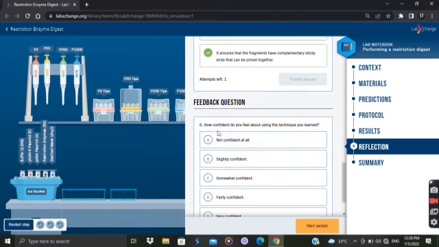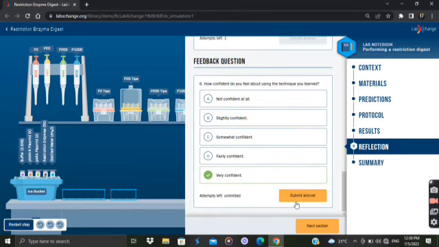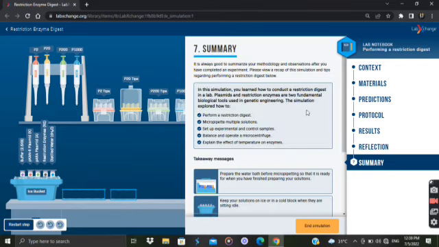Okay, feedback question. How confident do you feel about using the technique you learned? I feel very confident because I feel like I've learned everything that I should know for this restriction enzyme digestion. So this is a summary. In the simulation, I have learned how to perform a restriction digestion simulation. I have learned how to micropipette multiple solutions and set up experimental and control samples, which are A positive and K positive for experimental and A negative and K negative for control samples.